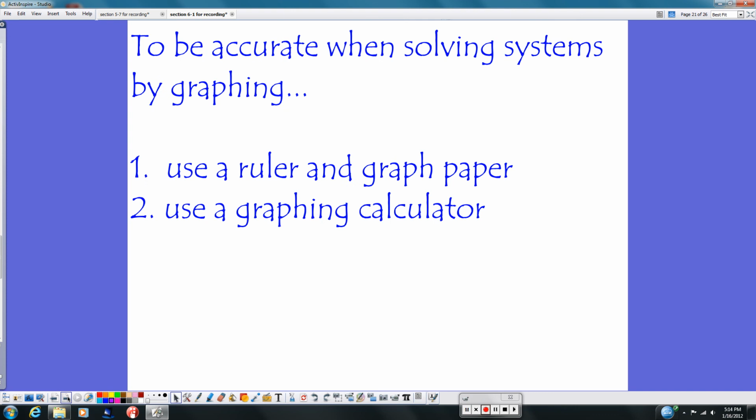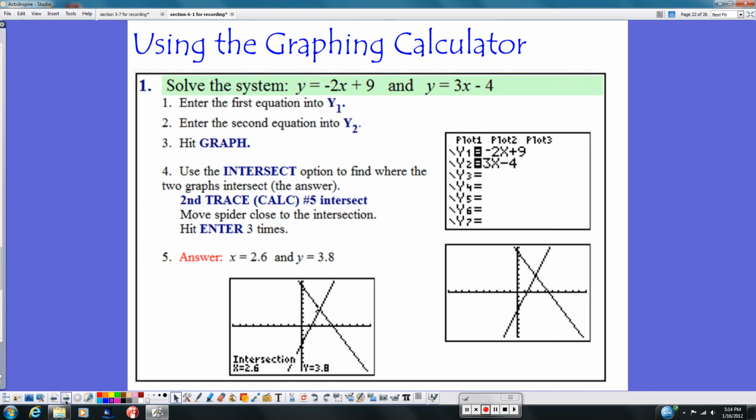They're not very accurate. Even if you use a ruler and graph paper, it's still quite possibly not going to be the exact answer. Using a graphing calculator, however, will get you the exact answer. So we're going to take a look at that.